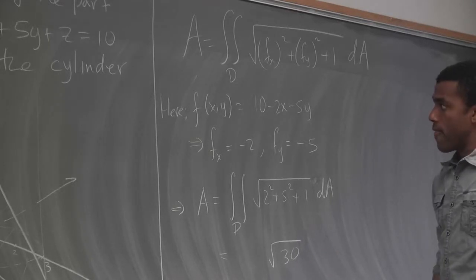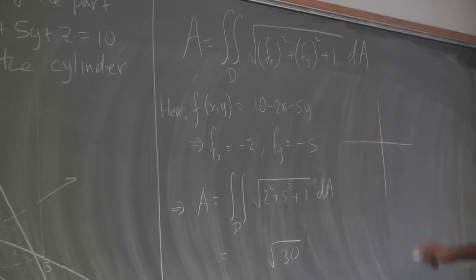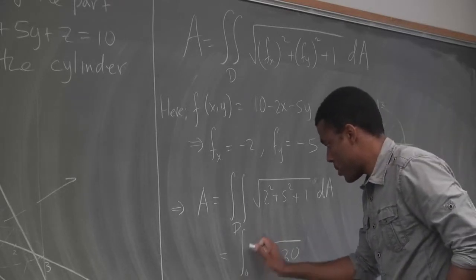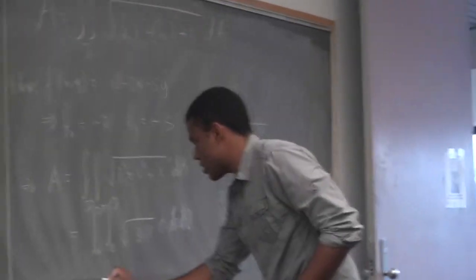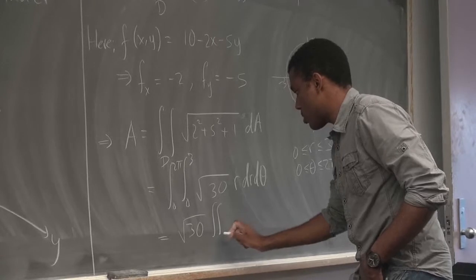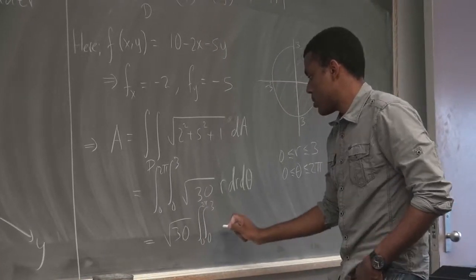Now how would we set up our region of integration here? What does D look like? Wouldn't that be the projection of the plane? Yeah. So it'd be a circle. What's the radius? 3. Okay, what's a great way to set up this circle? Polar. So if you wanted to do polar, what's r and what's theta? R goes between 0 and 3, and theta is 0 to 2 pi. 0 to 2 pi, 0 to 3, r d theta. Alright, but this is just a constant. This is just radical 30 times the double integral from 0 to 2 pi, 0 to 3, r d theta.